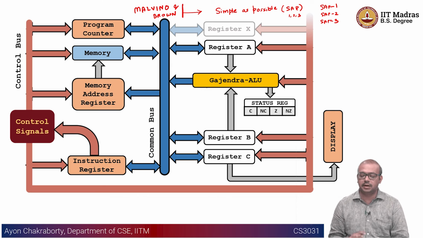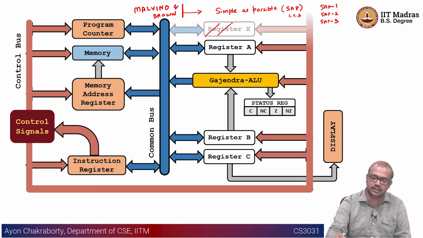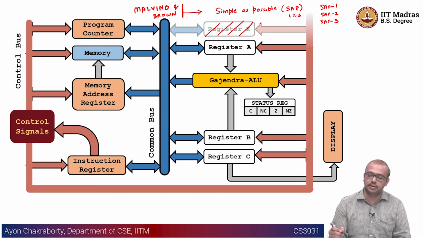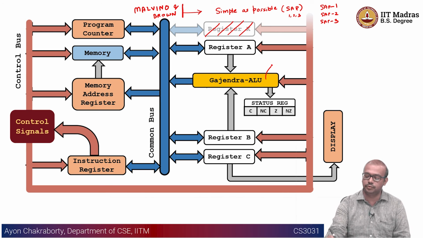So now we will focus our attention on our architecture, which we call Gajendra ALU, Gajendra CPU. And as you can see, we are not going to consider this register X for now. We are going to have three registers, register A, register B, and register C. We are going to have this ALU that is capable of doing two things. It is going to do an addition and it is going to do a subtraction.